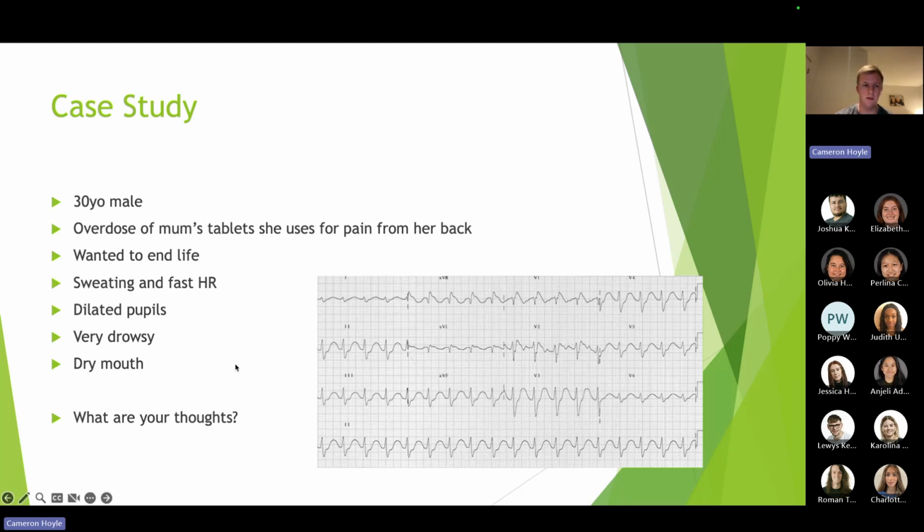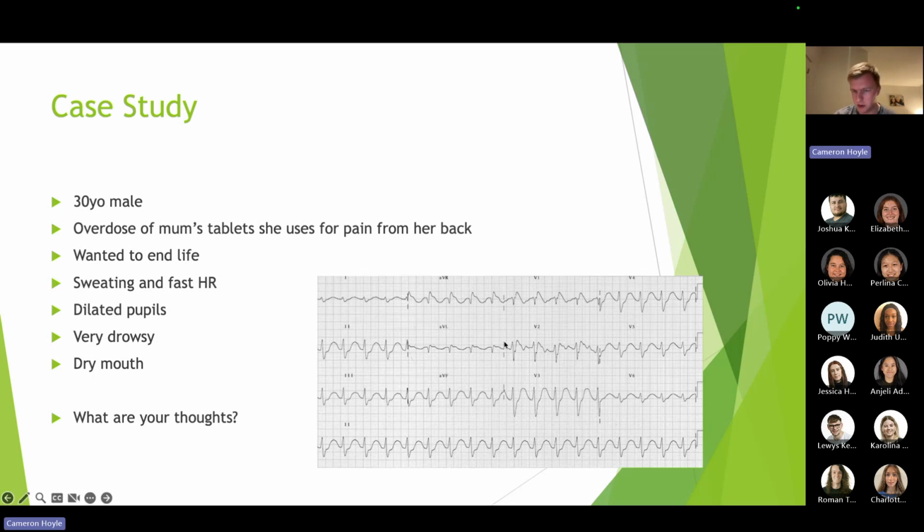Drowsiness is very, very common in lots of overdoses. Benzodiazepines being one, tricyclics being another. The stem is highlighting that she's probably on something like amitriptyline for her neuropathic pain, which is a more common use of tricyclics now rather than for depression. You get this anticholinergic effect, so you'll have seen the mnemonic, can't see, so you get blurry vision with the dilated pupils. You get a really dry mouth because you're not producing saliva.